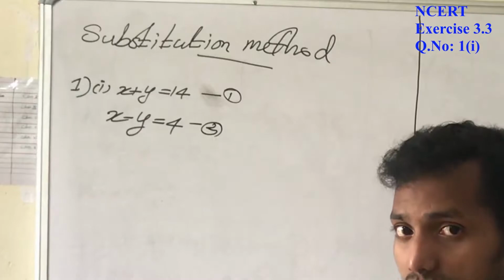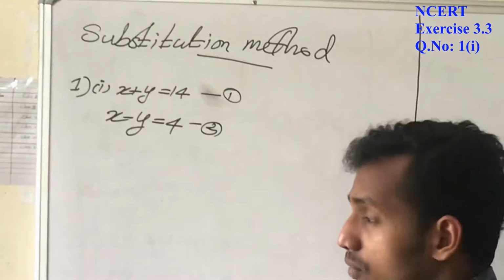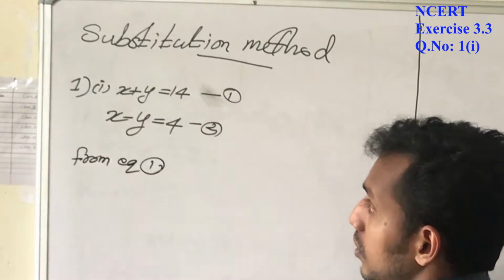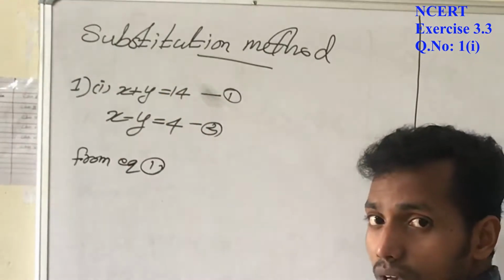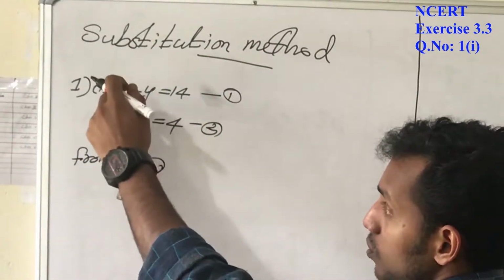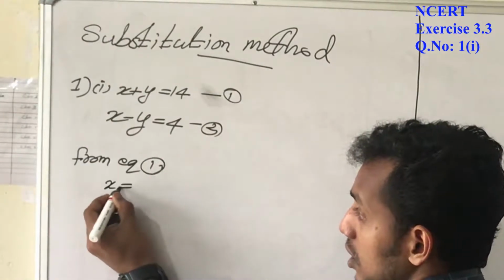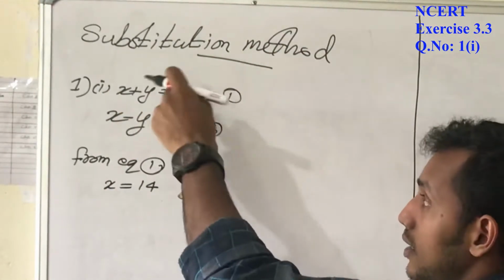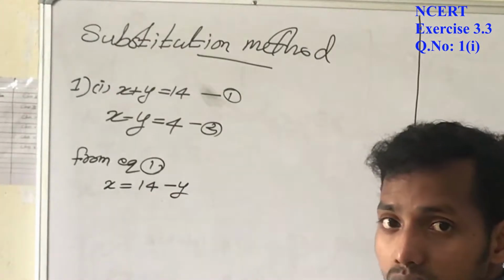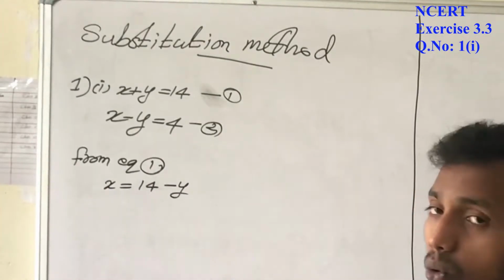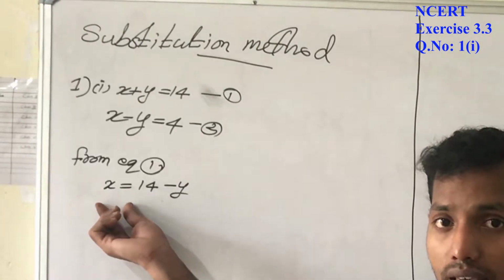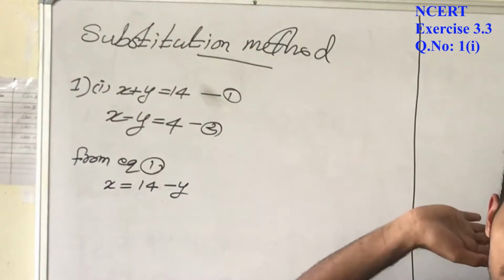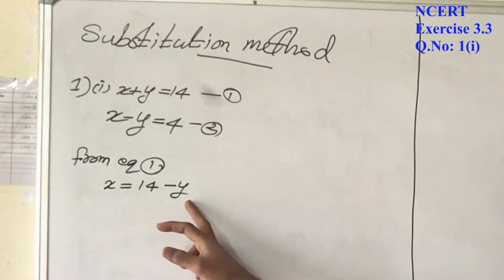In this method, take any of the equations, either equation 1 or equation 2. So here I am taking equation 1. From equation 1, write one variable in terms of another variable. That is, from equation 1, x is equal to 14, and y I am going to take to the right side, that will be minus y. So here I expressed x in terms of y. That is the first step: express any one variable in terms of another variable from either of the equations. That is x equal to 14 minus y.